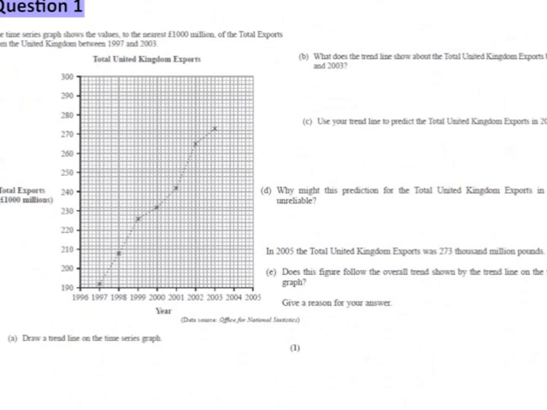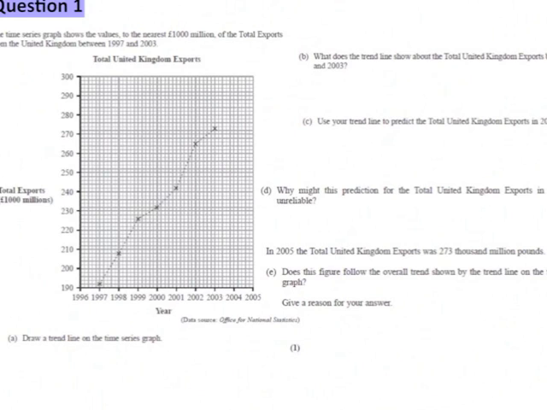Question number 1. The time series graph shows the values to the nearest 1,000 million for the total exports from the United Kingdom between 1997 and 2003. We're asked to draw a trend line on the time series graph. Now, a trend line is a line of best fit of the moving average points.